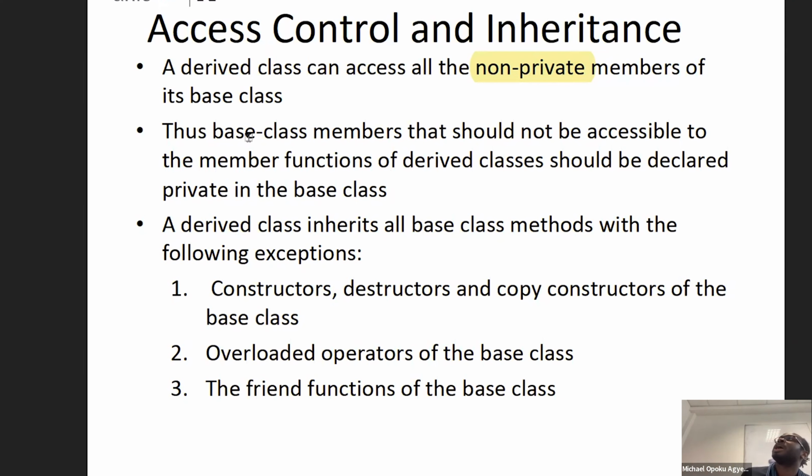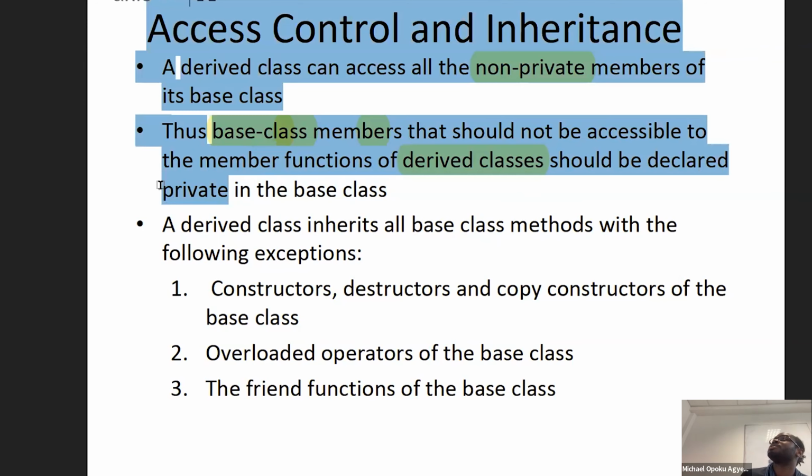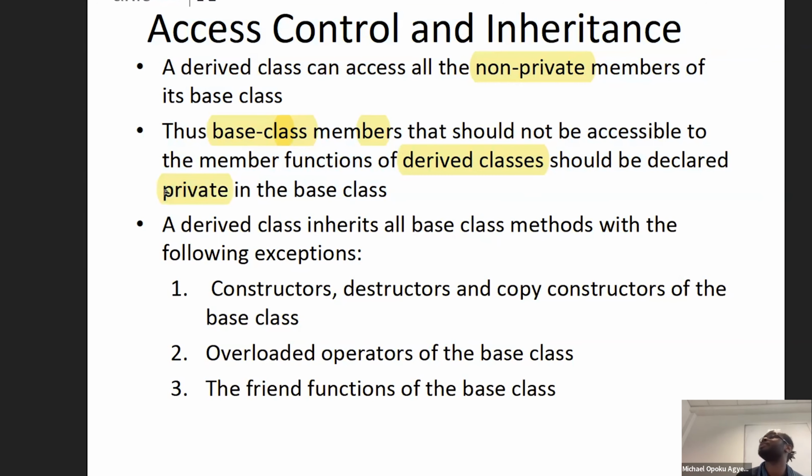Okay. So which means that the base class members, the base class being the parent class, that should not be accessible by the member functions of the derived class should be declared private, right? So basically, if you don't want the kids to have access to it, then put it in a safe deposit box, label it over 18 or something, so you do not have access to that. Anyway, I think it makes sense to me. I hope it makes sense to you as well.